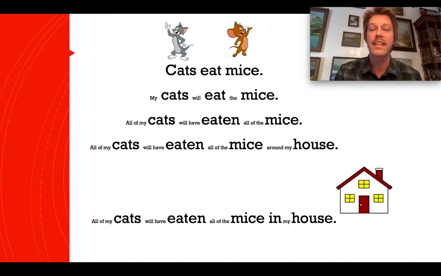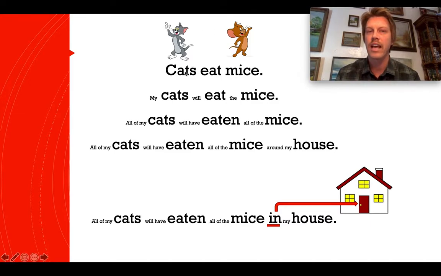So if I say that the mice are in my house, I might say a sentence like this. All of my cats will have eaten all the mice in my house. And this "in" added another idea, right? So now that's an important word.